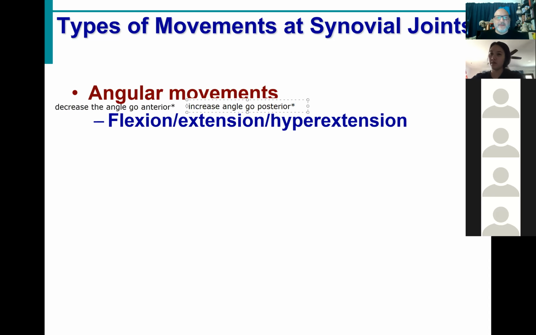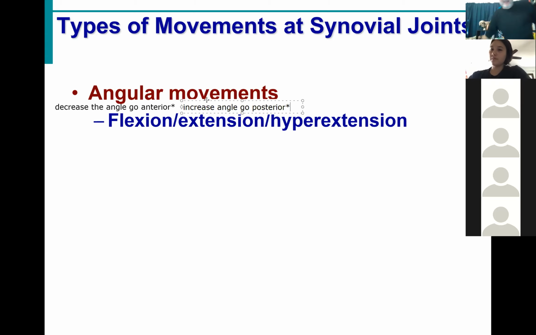With one exception, and what's the one exception? Your knee. So again, when I'm in anatomical position, I flex my elbow, I extend my elbow. I flex my shoulder, I extend my shoulder. I flex my head, I extend my head.